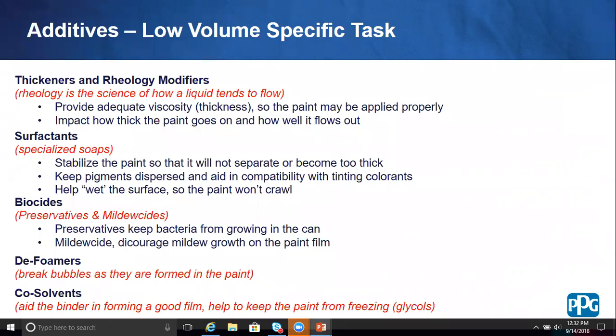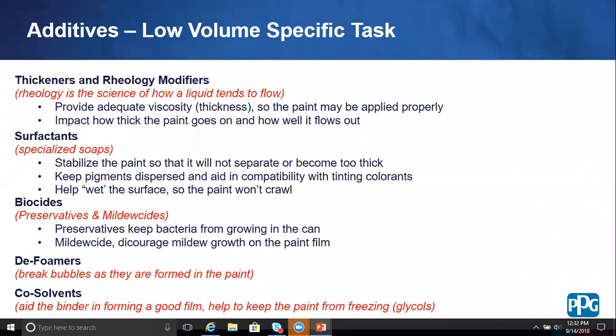All of our exterior paints typically have a very good mildicide package in them, and products like Permanizer and Timeless have multiple mildicides in there for different parts of the country. So very important to have those in the can.